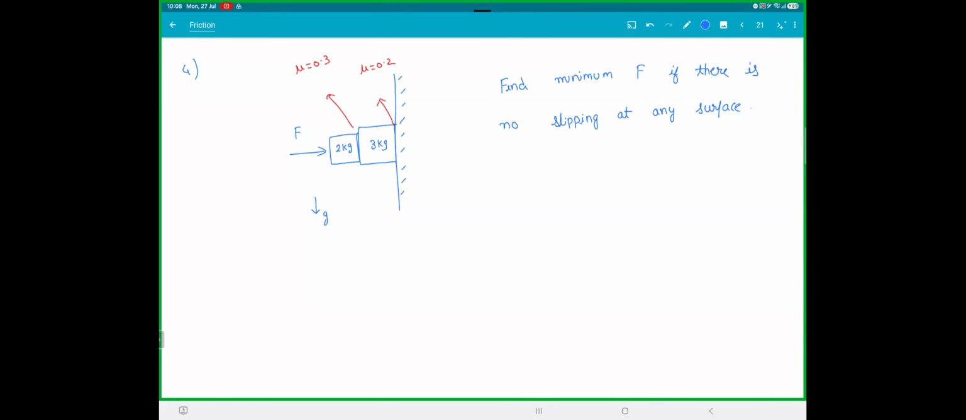Okay, let's see. Step one, draw the free body diagram. I'll draw the 2 kg block first. So this is force F, and this is your normal reaction N1, your own weight at 20. This is friction F1. Nothing is maximum. F is equal to N1 because it's not moving. F1 is equal to 20. Now see, you're not moving. The F1 is 20. That's it.